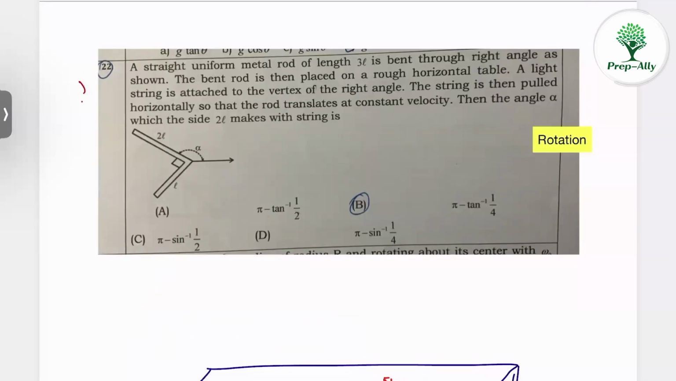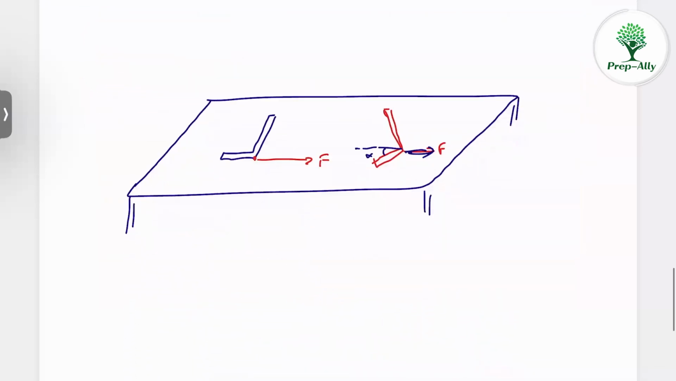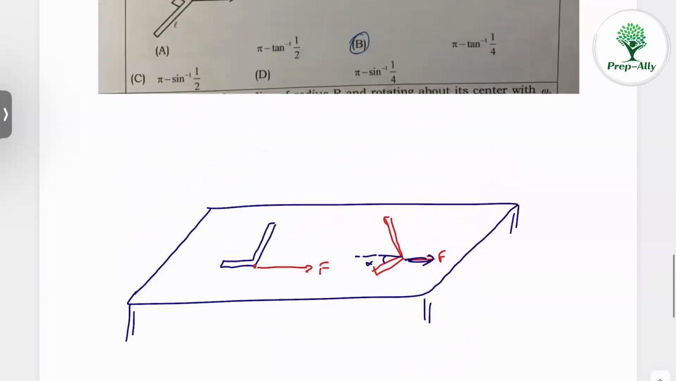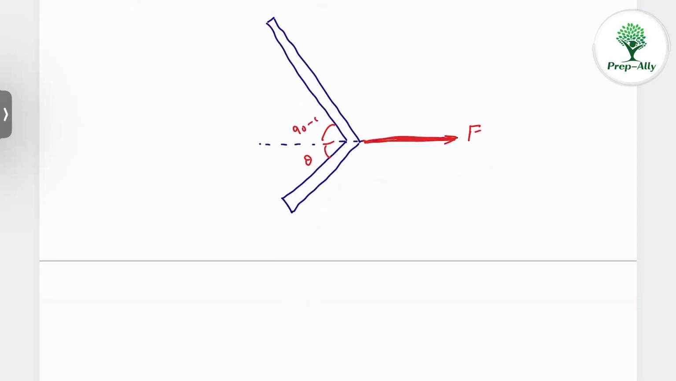Did you understand the question? Yes, sir. Now, how to do this? So if we see the top view, we have something like this. This L-shaped rod means 90 degrees. So if we consider this angle as theta, this angle becomes 90 minus theta.